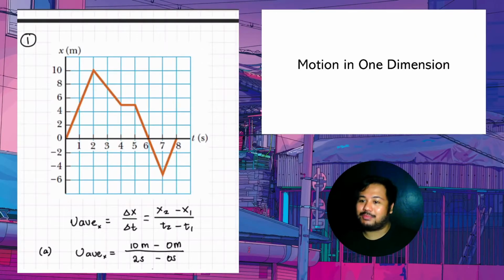This is examples for motion in one dimension. I hope you have studied the lecture note, read chapter 2, and reviewed the video lectures. Now we will have the sample problems. The sample problems are also uploaded in our data. So let's have example number 1.